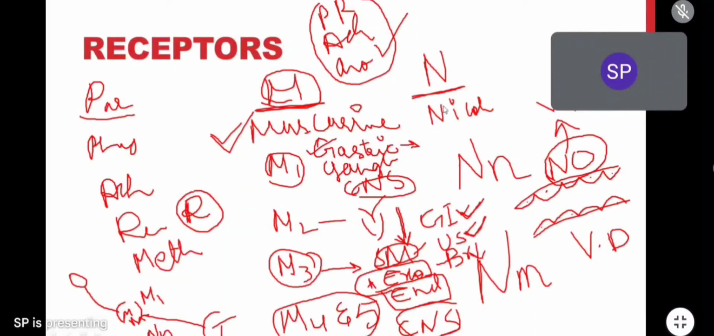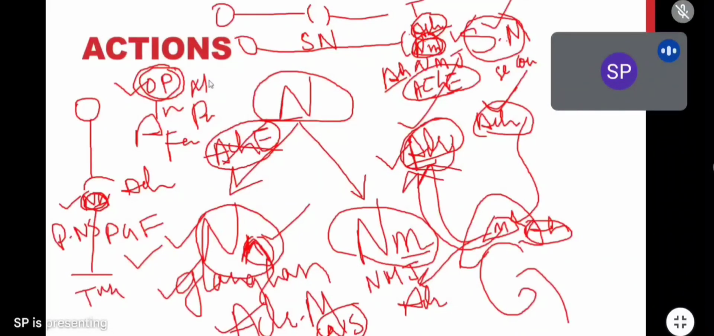So M1, M3, M4, and due to NN activity, what is the NN activity? NN activity further increases the release of acetylcholine, and due to NM the patient will develop convulsions, all muscle activity increases. So these are all the actions of acetylcholine. Acetylcholine acts on muscarinic receptors and on nicotinic receptors. I think you all understood the receptors of acetylcholine. Yes. Now, what next? Nothing is left.